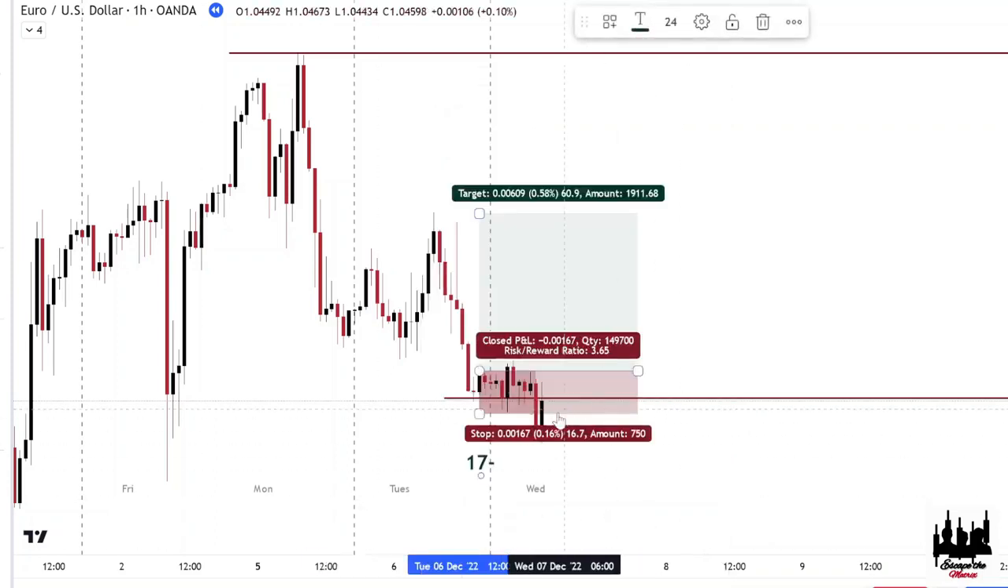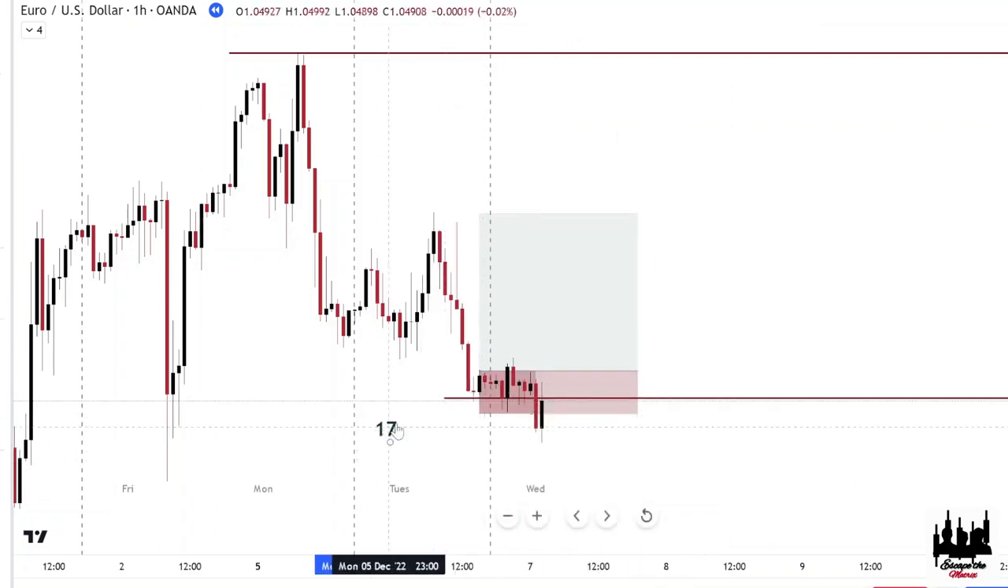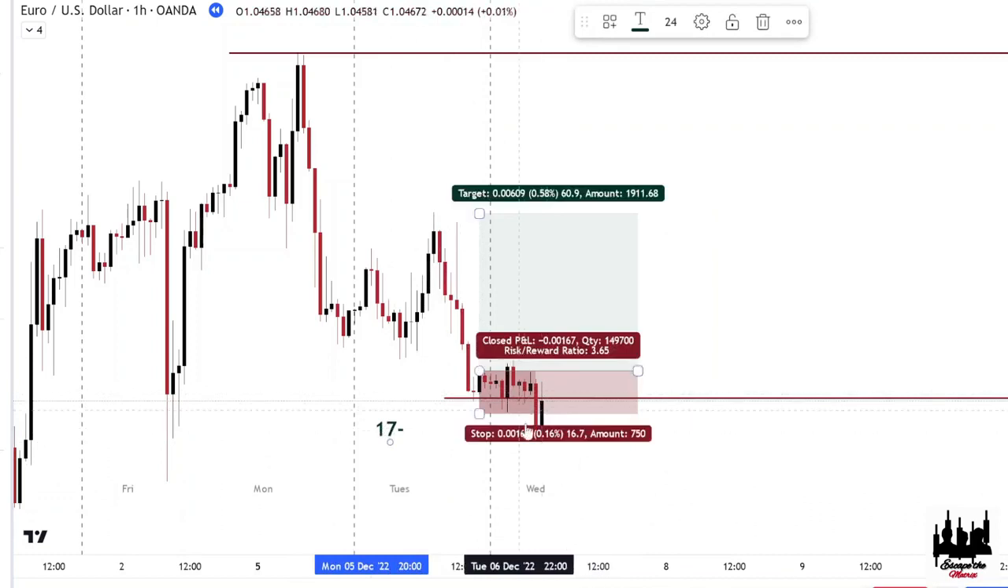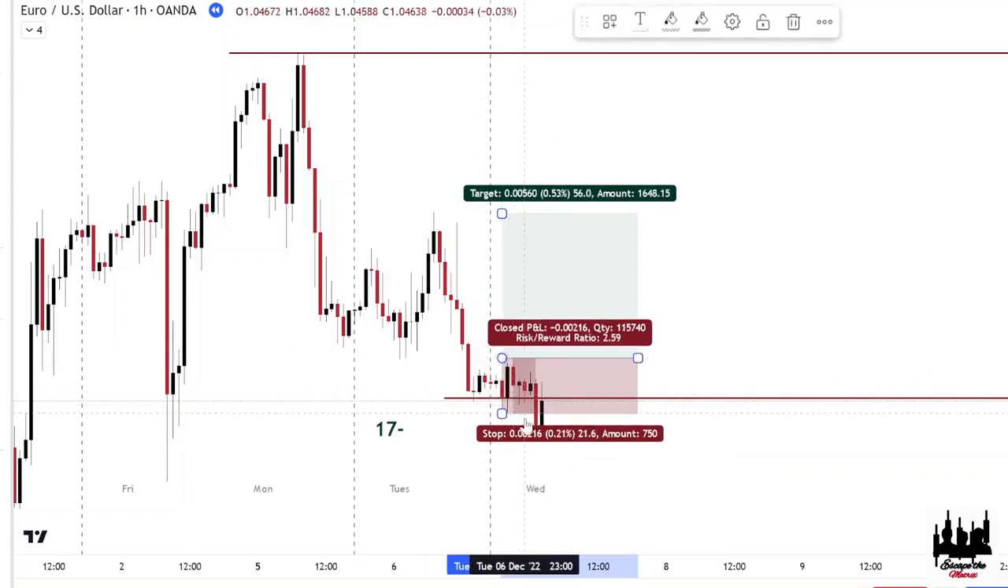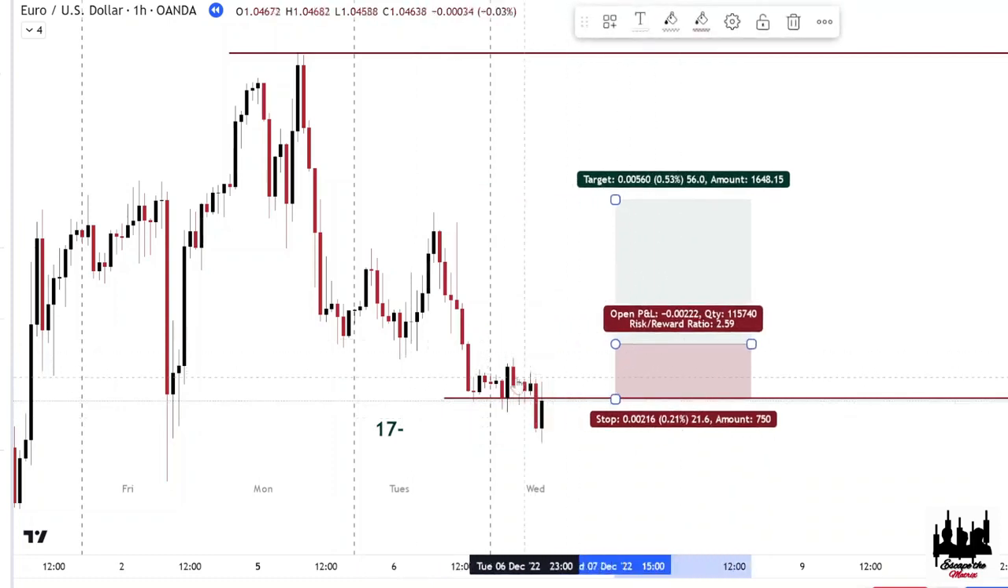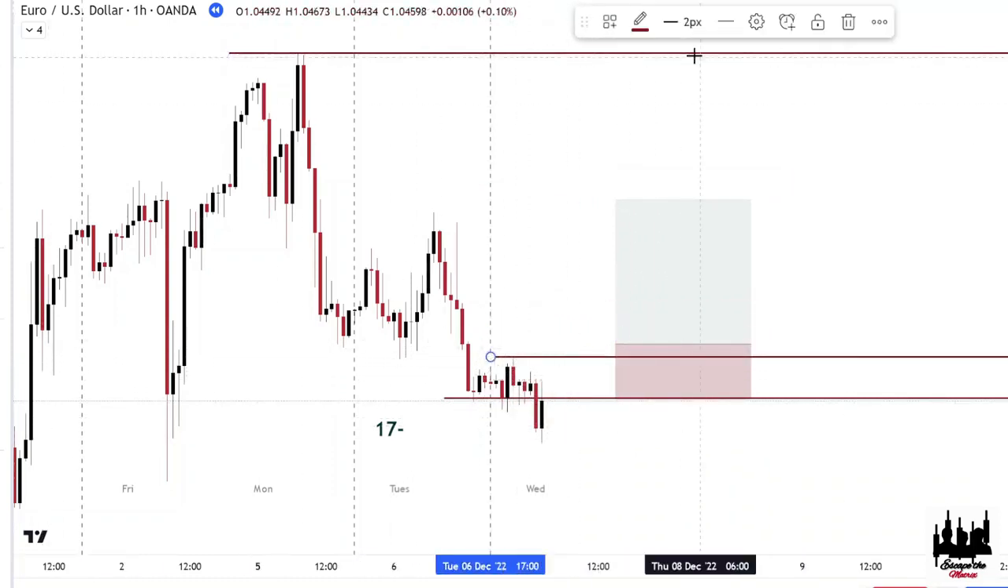So you took a 17 pip loss right here. So what do you do? You still get back and continue with your plan. Why? Because you still know the market is in a manipulation phase. And what do we do? We trade manipulations. So once price gets above this level right here, we get in a buy.